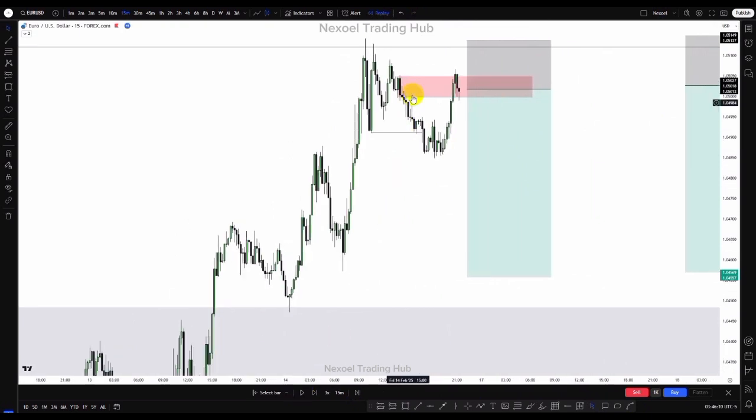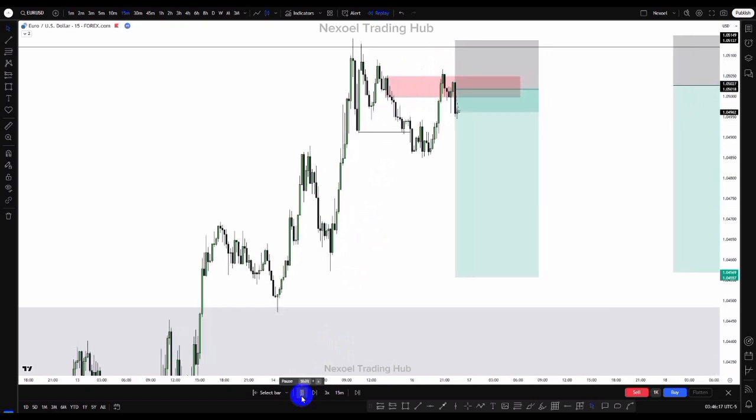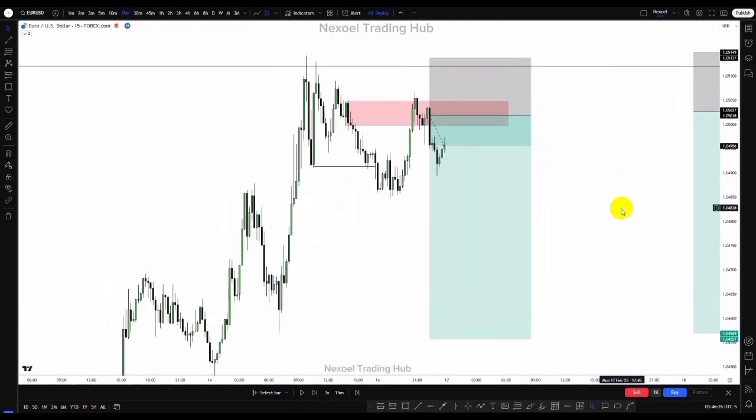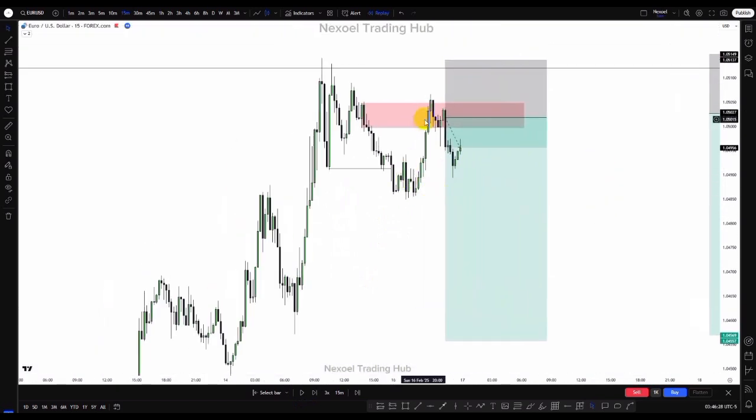Now we can see how price returned to this, took out the high anyways. So let's play price to see what happened. Now we can see we have the fall to the downside. Based on this delivery, we can see price return, mitigated, fell to the downside, a pullback, price fell, impulse to the downside. We can see a fair value gap.